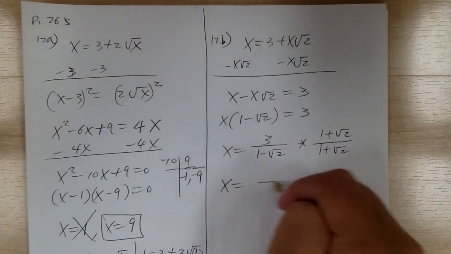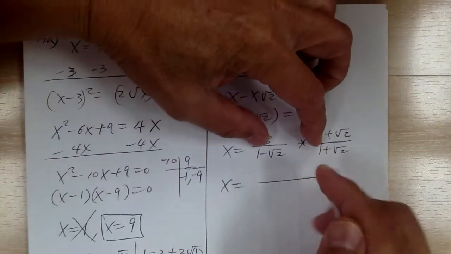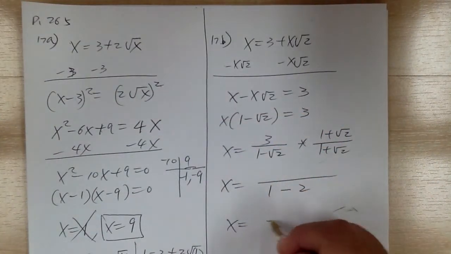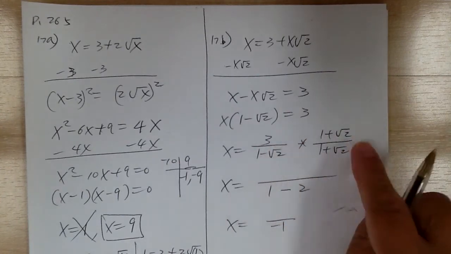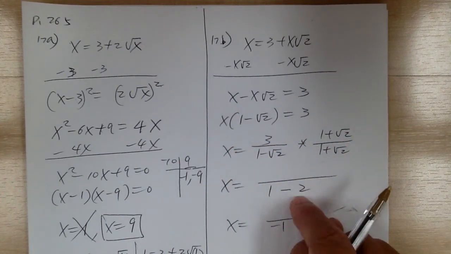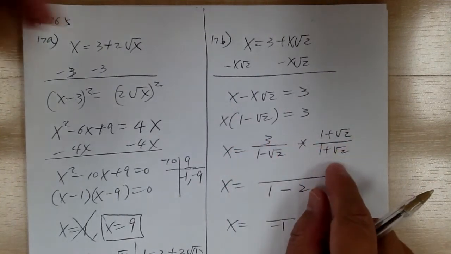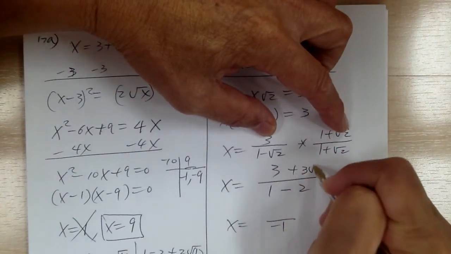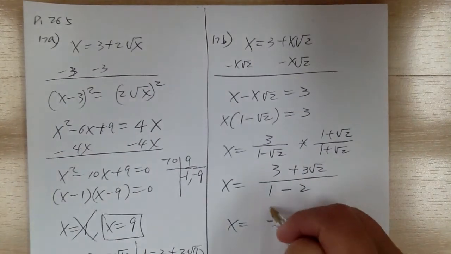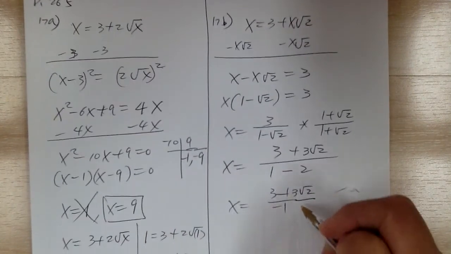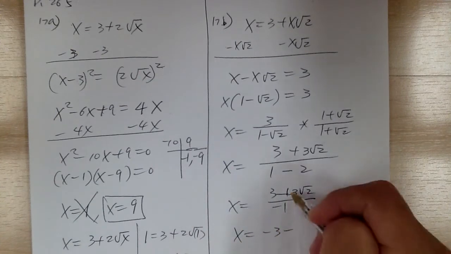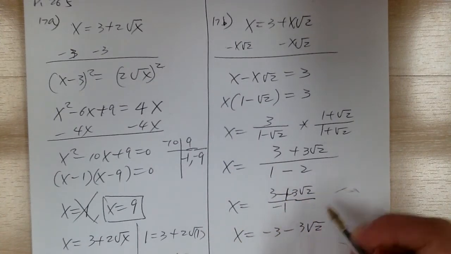So you get x equal to, again, always do the bottom first, so you're going to get 1 minus 2, and this will give you negative 1. Then nothing to cancel, so if you cannot cancel anything with the top, then you're just going to multiply out. So you're going to get 3 plus 3 square root of 2. And now you're going to apply the negative to the top. So you're going to get negative 3 minus 3 square root of 2.